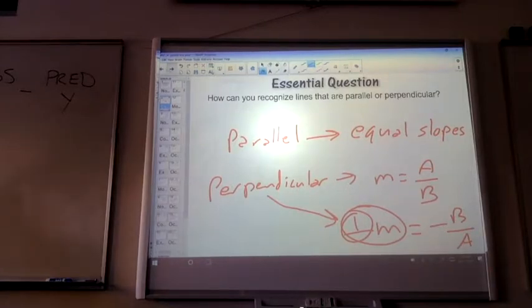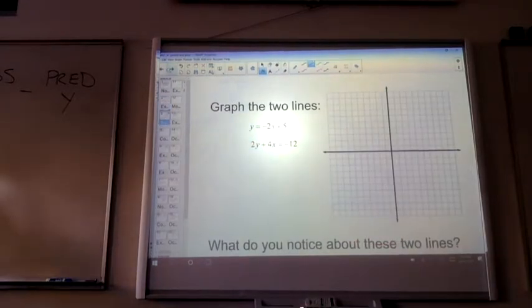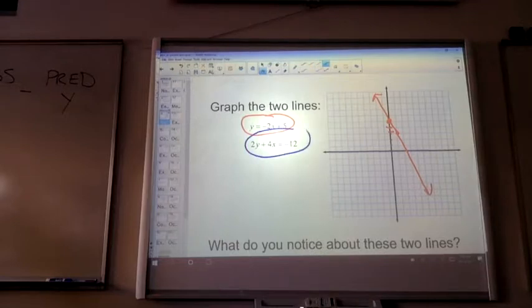Ready? Here we go. All right, graph the two lines. So this first line we'll do in red. What's the y-intercept of that one? +5. So 1, 2, 3, 4, 5. Everyone clear with that? The slope of that is going to be down 2, right 1. So I get a line that looks like that. Agree? This one, we could use the cover method.